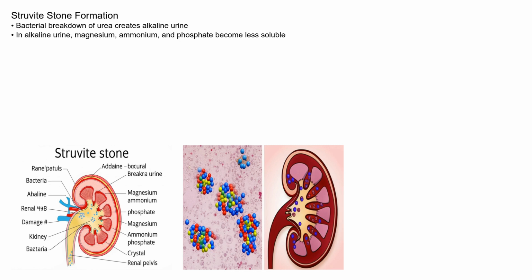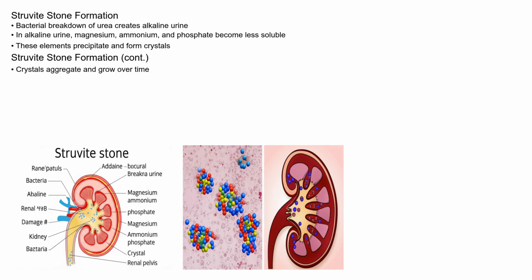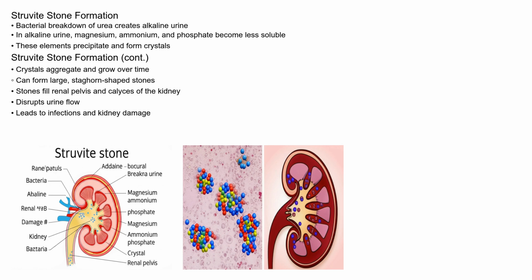In this alkaline urine, magnesium, ammonium, and phosphate, all normally present in urine, become less soluble. They then precipitate out of the solution and begin to form crystals. Over time, these crystals aggregate and grow, eventually developing into large, often staghorn-shaped stones that can fill the renal pelvis and calyces of the kidney. This process disrupts normal urine flow and can lead to further infections and kidney damage.